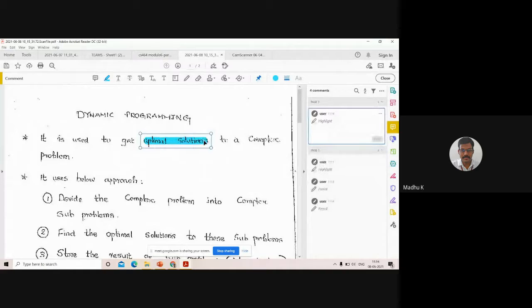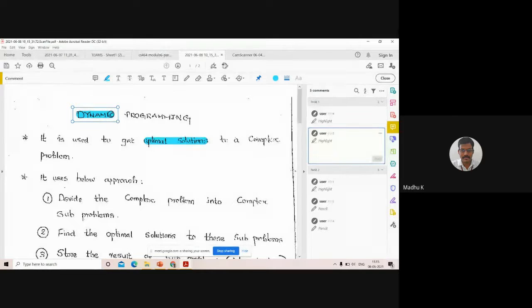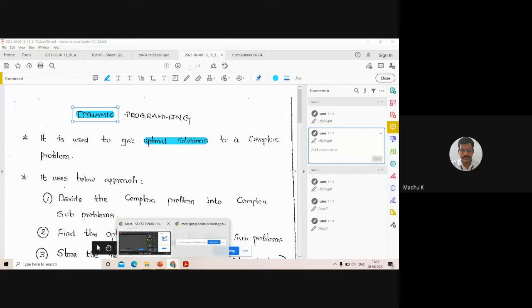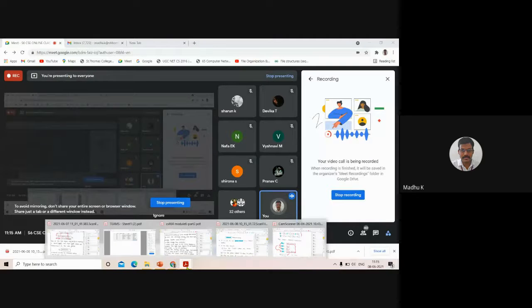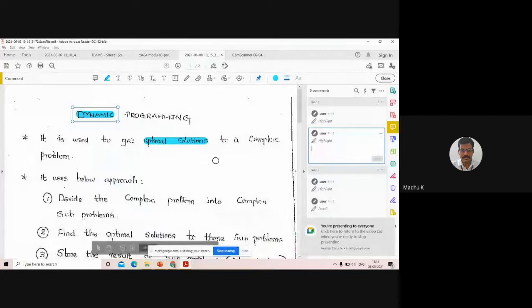Optimal solution. To get the optimal solutions of a complex problem, we are using dynamic programming. This is another approach of problem solving. Divide and conquer is one approach, we discussed that. Now we are discussing dynamic programming.